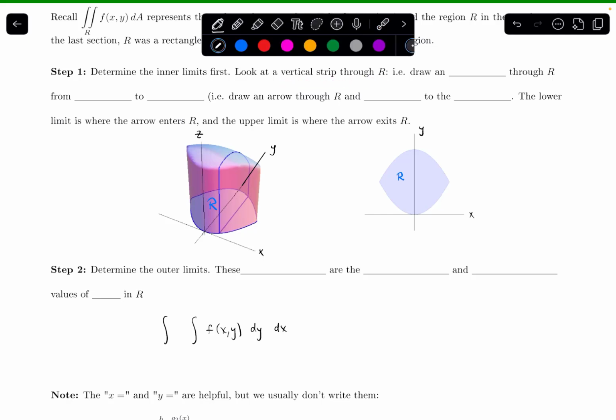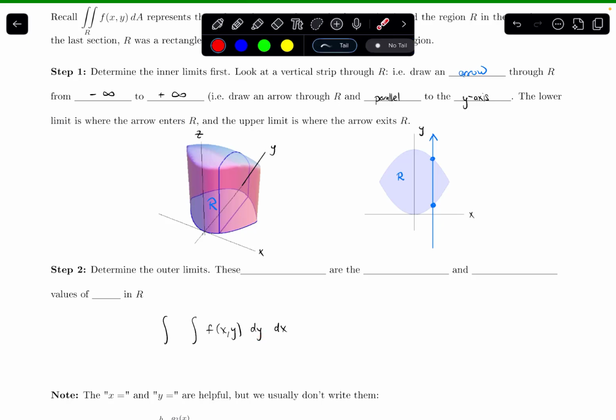So let's draw a vertical strip through the region R. So I'll draw an arrow going vertically. I'll draw a dot when it enters the region, keep going, dot when it exits the region, and then I keep the arrow going. So we are drawing an arrow through R from negative infinity to positive infinity. In other words, we're drawing an arrow through the region and it's parallel to the y-axis because it's a vertical arrow. Vertical arrow because it's a dy integral on the inside.